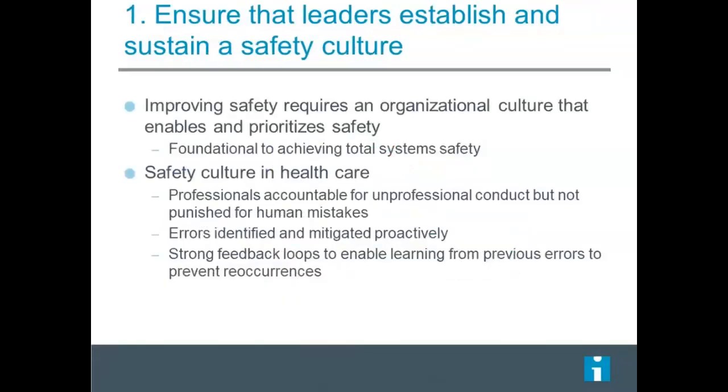So number 1, ensure that leaders establish and sustain a safety culture. We've all been working on culture for the last 20 years. We know how critical that culture is, that is going to enable and prioritize making safety a core value, I should say. And the way we talk about safety culture, there's lots of definitions, but professionals are accountable for unprofessional conduct but not punished for human mistakes. Errors are identified and mitigated proactively, and there are strong feedback loops, learning systems basically, to enable learning from previous errors to prevent recurrences.